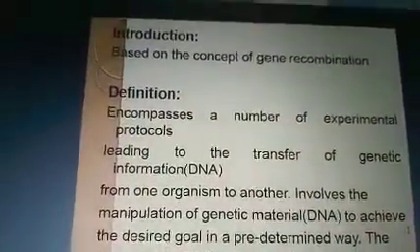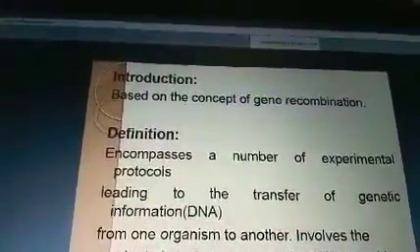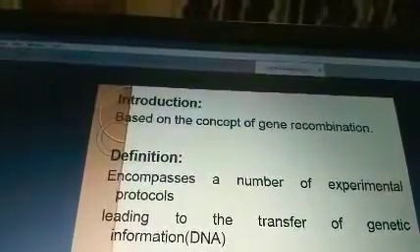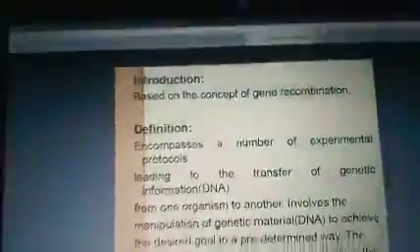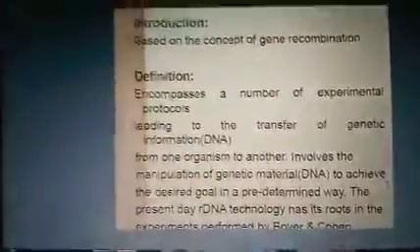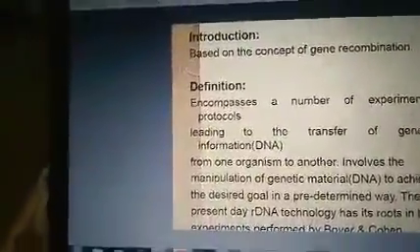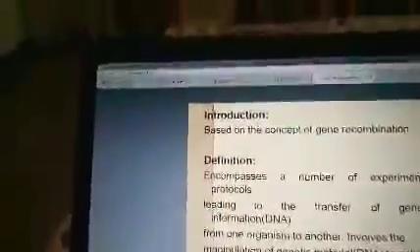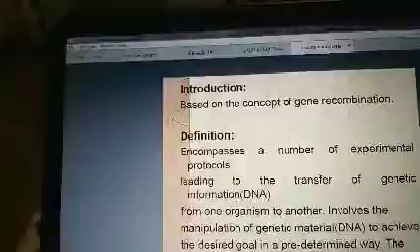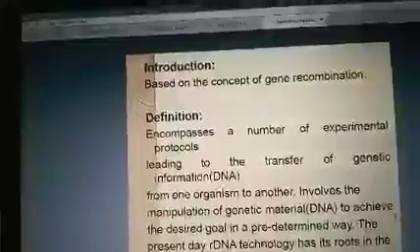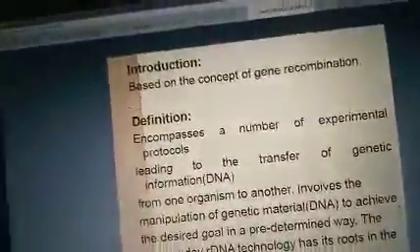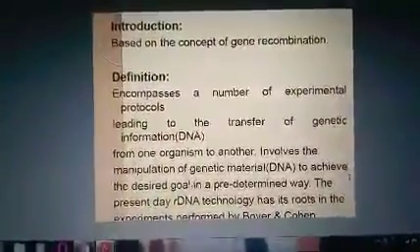It involves the manipulation of genetic material to achieve the desired goals in a predetermined way. The present day recombinant DNA technology has its roots in experiments performed by Boyer and Cohen. Indeed, genetic engineering, which could be considered as recombinant DNA technology, is a modern technology which is recently a very important boom for the biomedical sciences, research sciences, agriculture, and has a very large impact on modern medicine right now. Since it basically involves manipulations at the genetic level, it has a crucial role in human life.